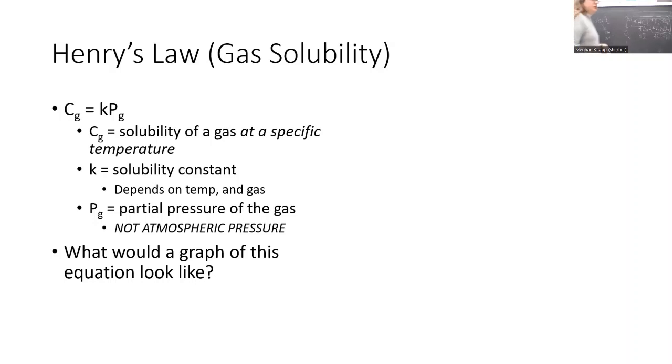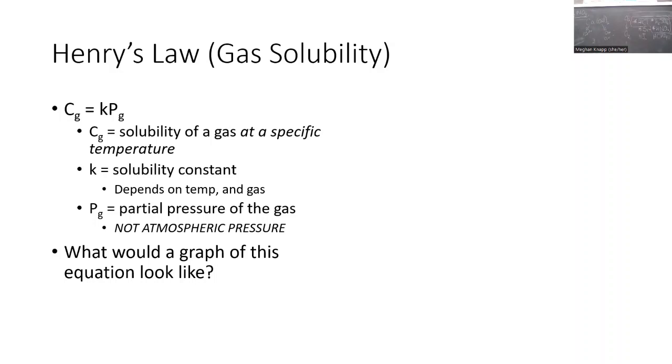We have here C_G is equal to K P_G. So I'm going to say C is our Y. I'm going to put that on our vertical axis, and P is our X. Now, I don't have K on an axis because it's constant. It stays the same. Okay.